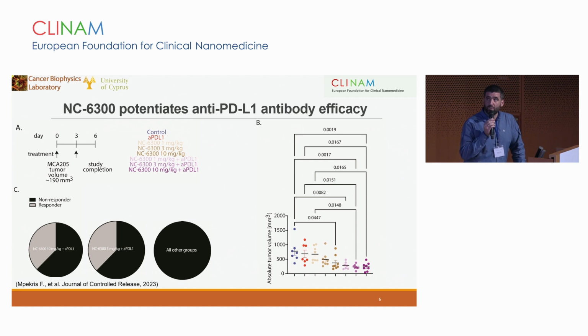We observe that only the high dose of epirubicin micelles has an anti-tumor effect alone. But we also observe that the combination of 3 milligrams per kilogram with immunotherapy and 10 milligrams per kilogram with immunotherapy has statistically significant differences with the other monotherapies. Immunotherapy alone didn't have any effect.